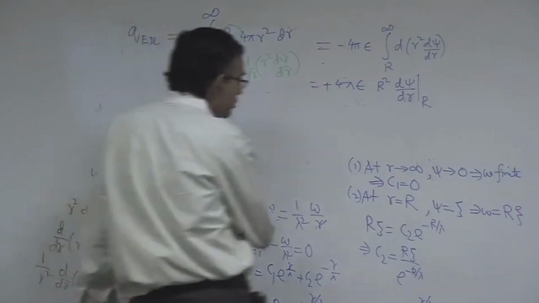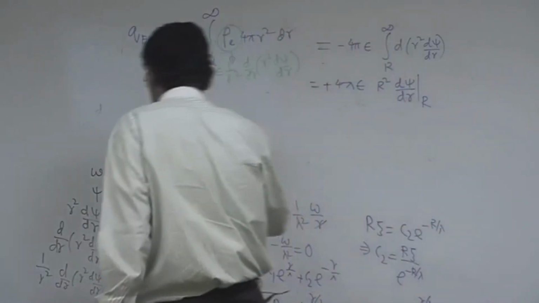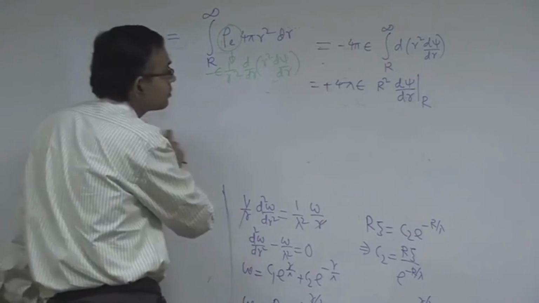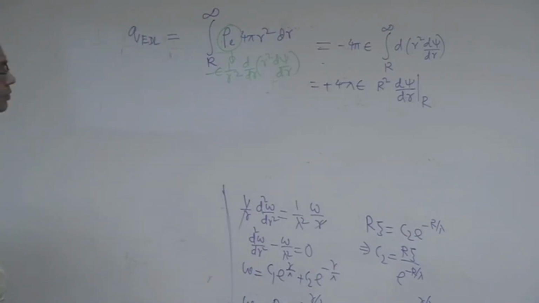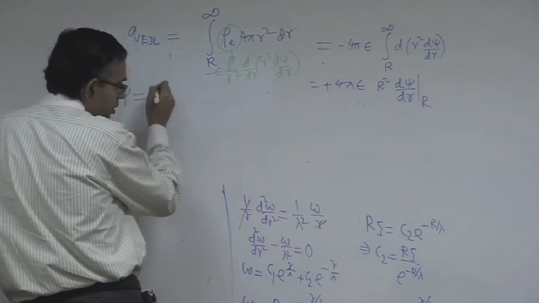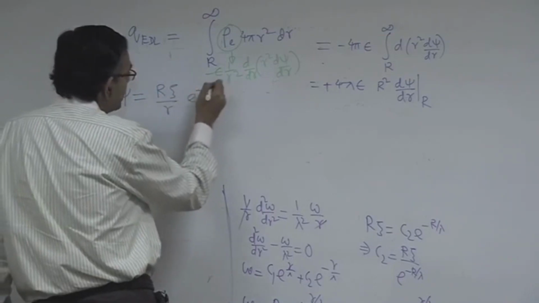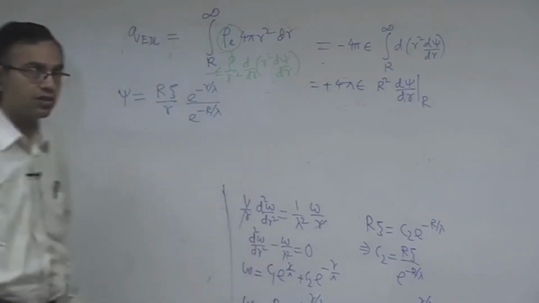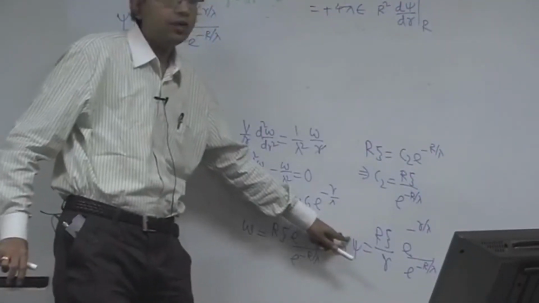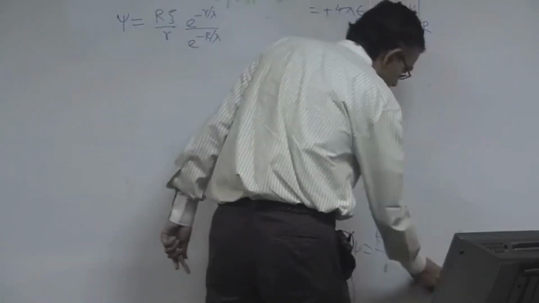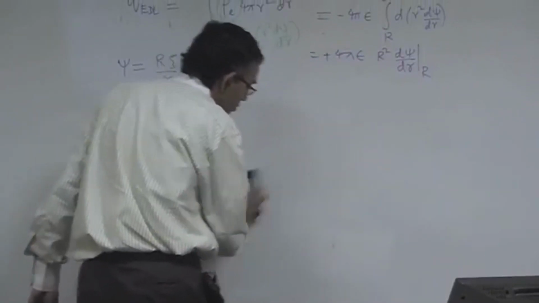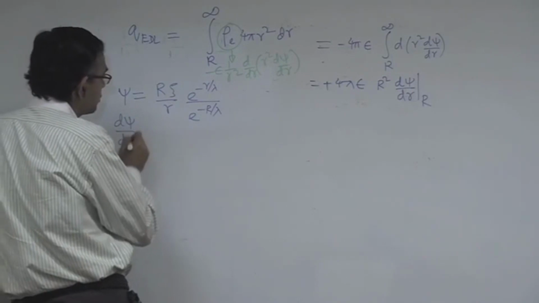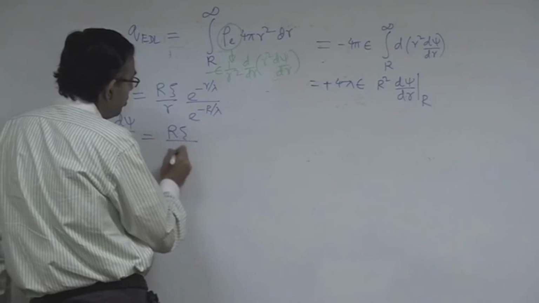So let us calculate d psi dr at r. So psi is equal to R zeta by small r, e to the power minus small r by lambda by e to the power minus capital R by lambda. This is that expression on the board which is already there, from which we have written that. So d psi dr is equal to R zeta by e to the power minus r by lambda.